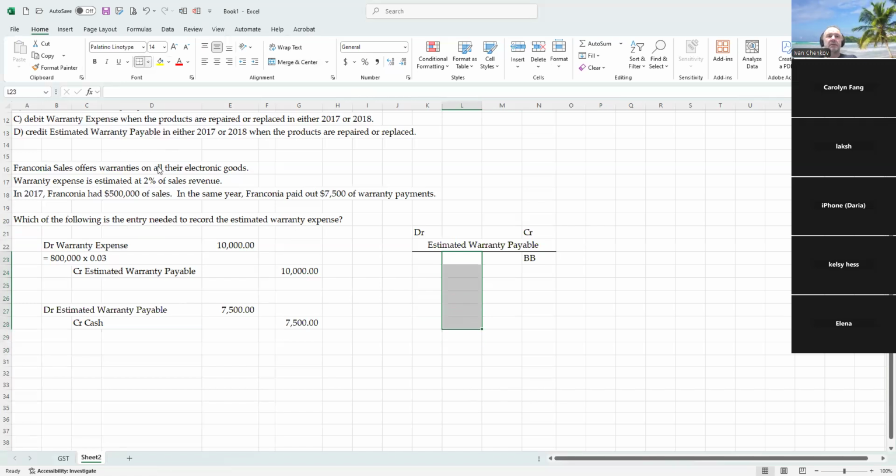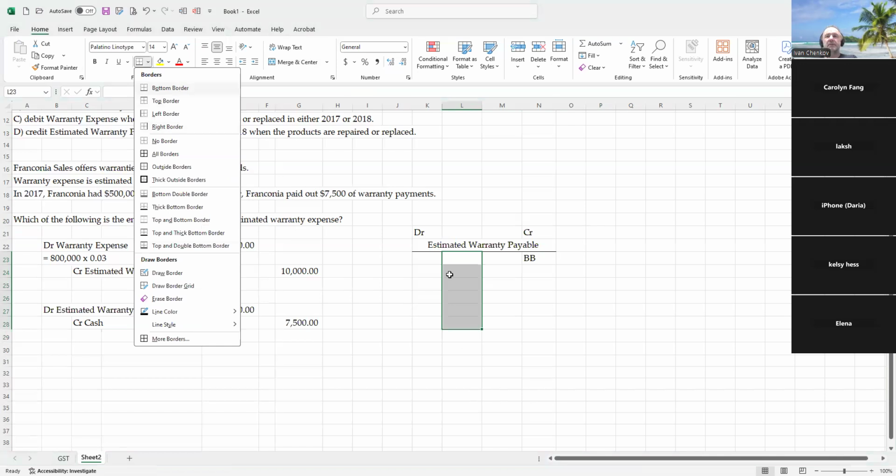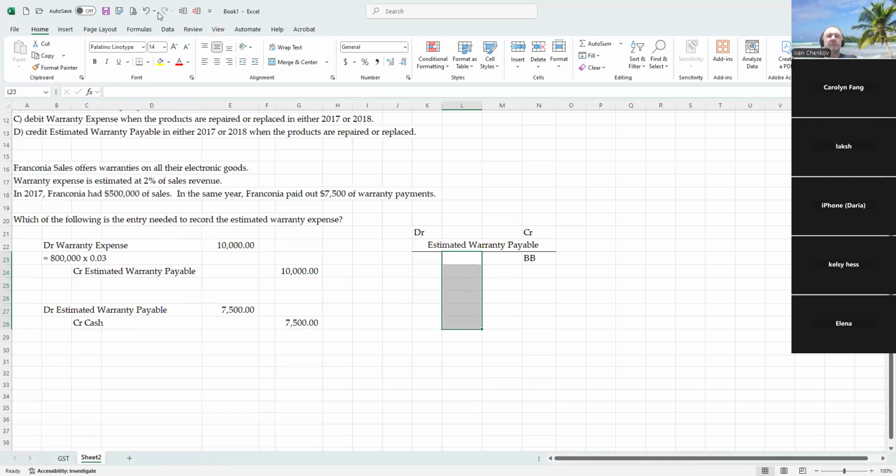Let's make it again. I like this font better. I don't know about you, but I find it a little bit interesting.